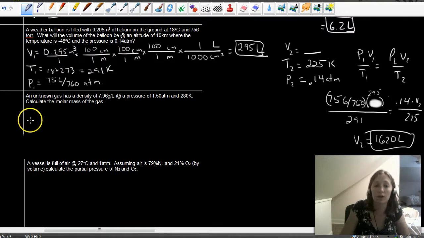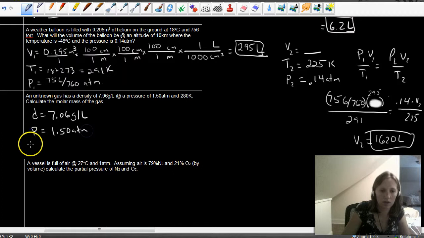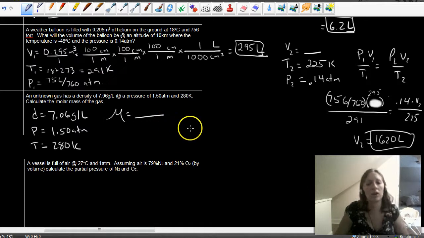All right. Number 3, an unknown gas has a density of 7.06 grams per liter at a pressure of 1.50 atmospheres and 280 Kelvin. Calculate the molar mass of the gas. So that's D equals 7.06 grams per liter, and P equals 1.50 atmospheres, and T equals 280 K, and we're looking for M, the slanty M.